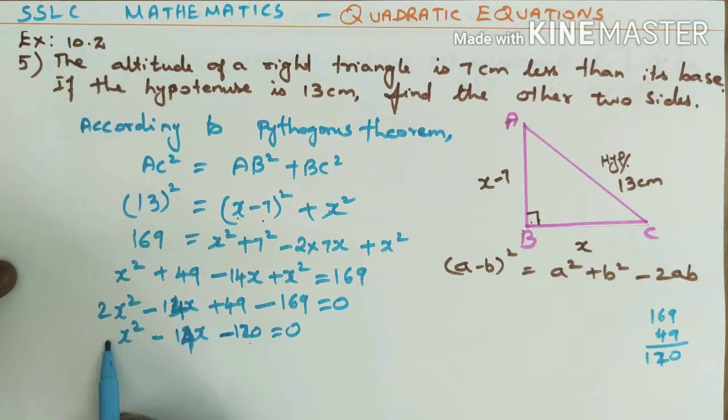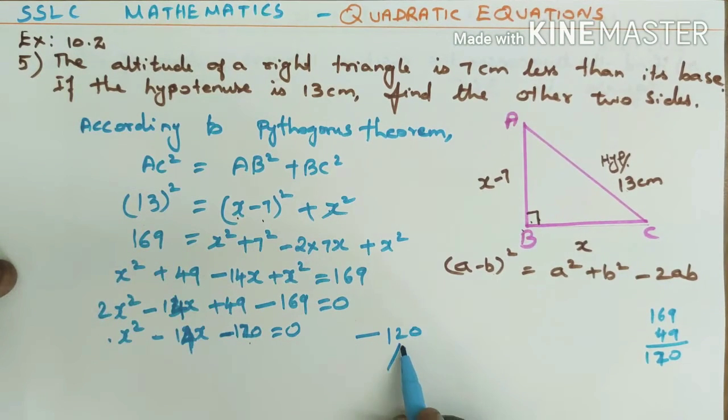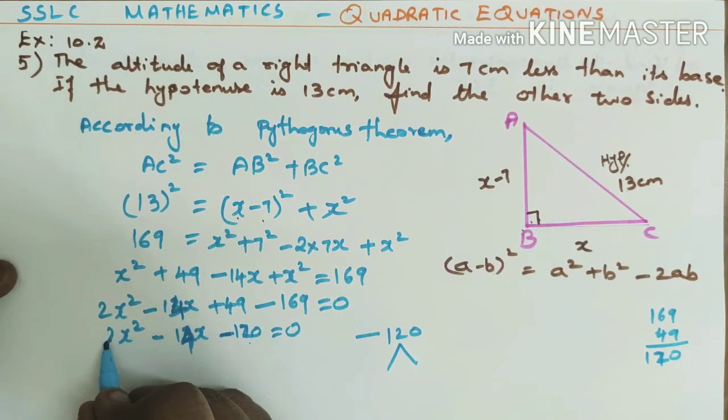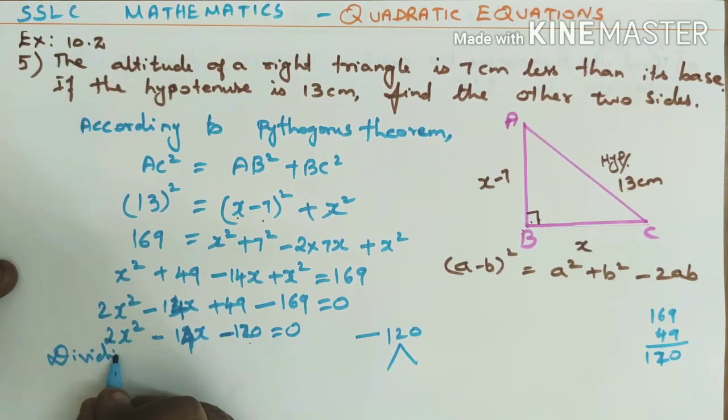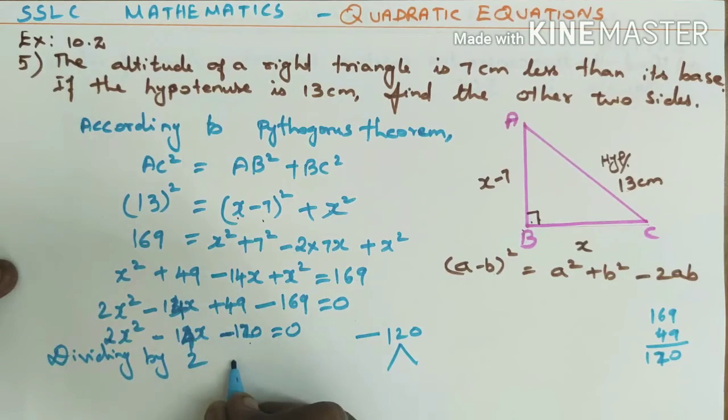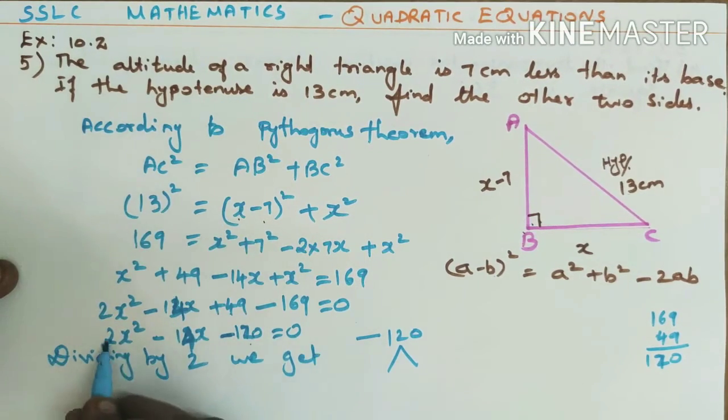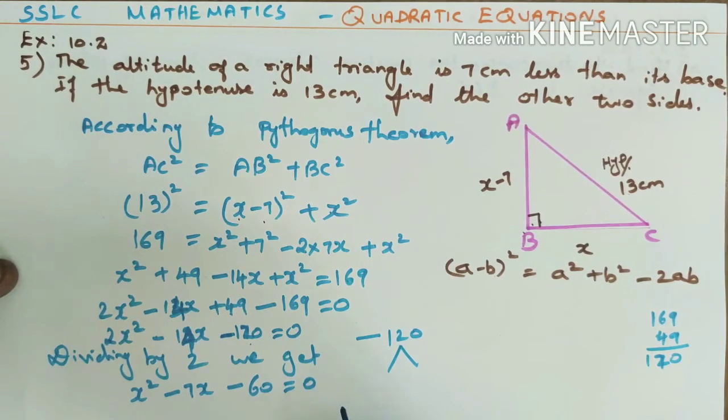So multiply x square term and the constant. So plus into minus, minus 1 into 120 is nothing but 120. For 120 you are going to find the factor. This is 2x square. See, even we can make it simple because all are multiples of 2. So what we can do? Dividing by 2, divide this whole equation by 2, so that what you will be getting, x square minus 7x minus 60 is equal to 0.